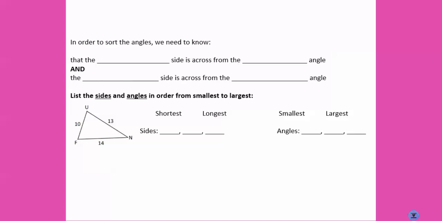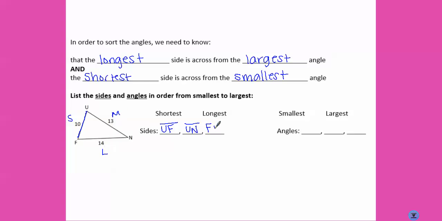So, to sort angles, what we need to know is that the longest side is across from the largest angle, and the shortest side is across from the smallest angle. So if we wanted to list these sides from shortest to longest, our shortest side would be UF, our medium side would be UN, and our longest side would be FN.